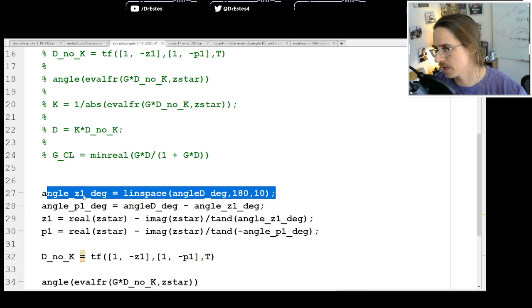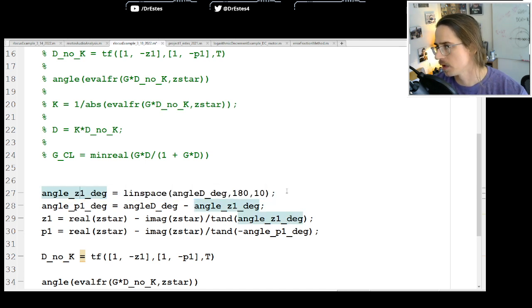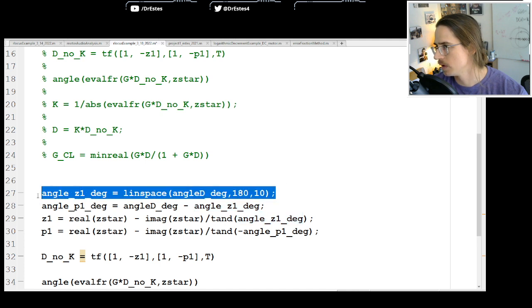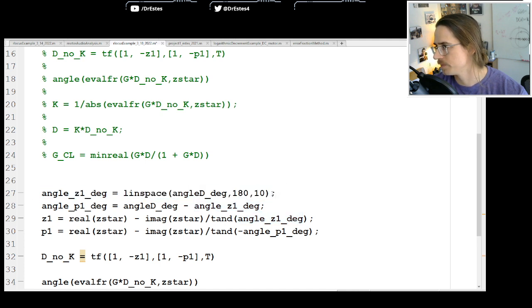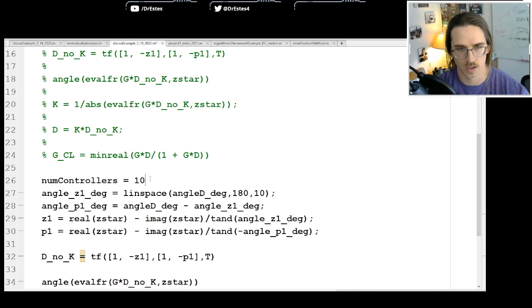And we're going to have Matlab do the work of going through here. Okay. Actually, this is what I like to do. I make a variable number of controllers.